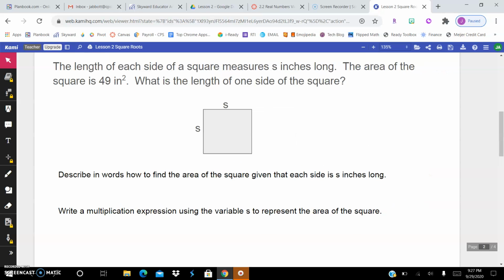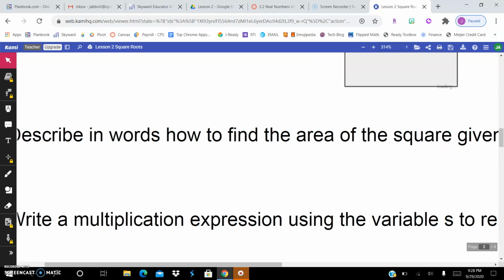So one side of the square is s. That means if it's a square, all four sides are actually s. So describe in words how to find the area of a square given that each side is s inches long. If you remember how to find area of a square or a rectangle, you do base times width, or base times height, length times width. So it says in words, you would do side times side.